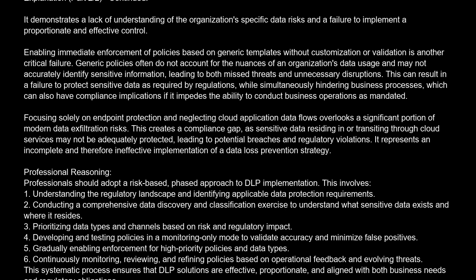Continuously monitoring, reviewing, and refining policies based on operational feedback and evolving threats. This systematic process ensures that DLP solutions are effective, proportionate, and aligned with both business needs and regulatory obligations.